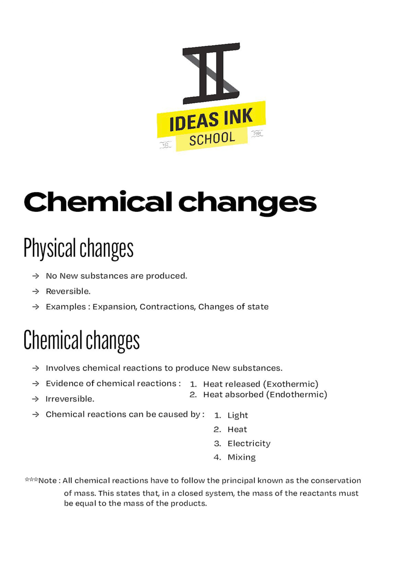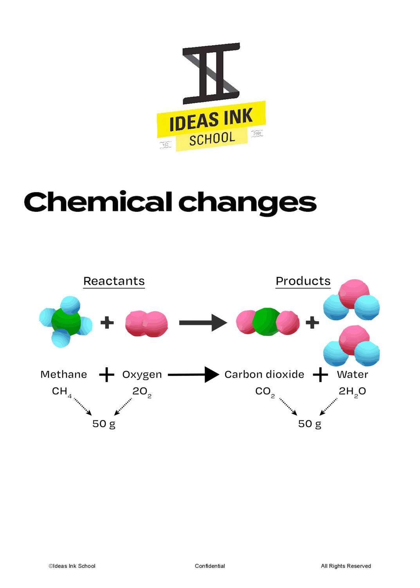Before we dive into the various reactions, please note that all chemical reactions must obey the principle known as the conservation of mass. This states that in a closed system, the mass of the reactants must be equal to the mass of the products. For instance, if all 50 grams of reactants fully reacted in a closed system, an equal mass of 50 grams of products are produced.